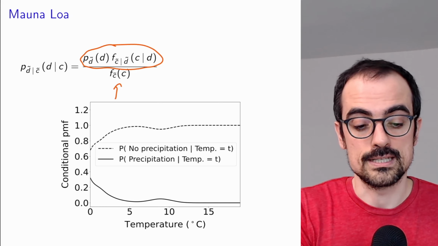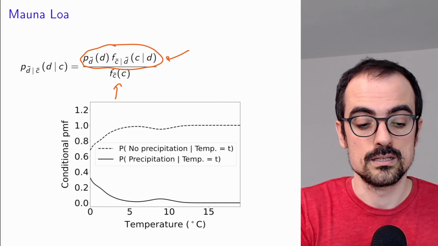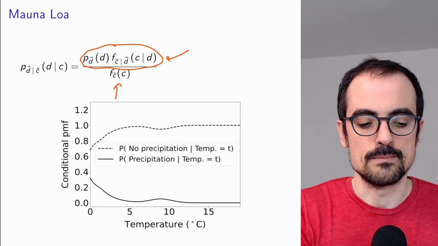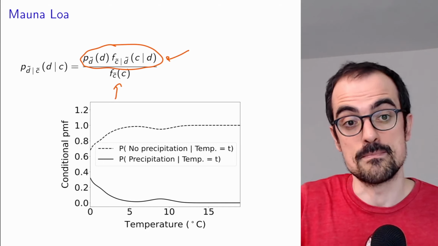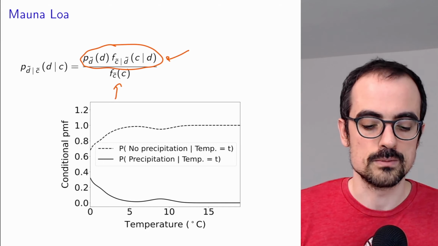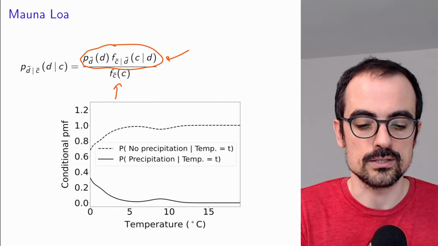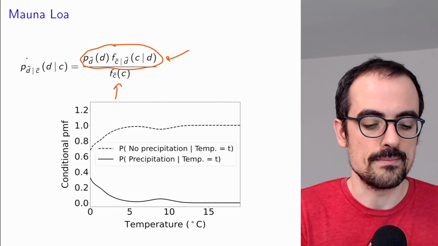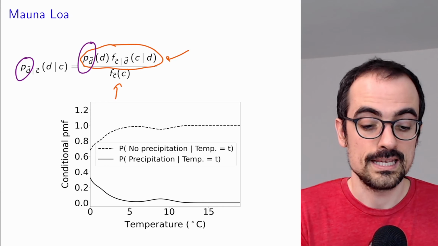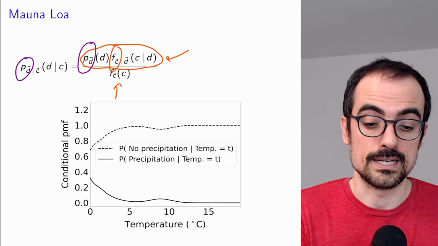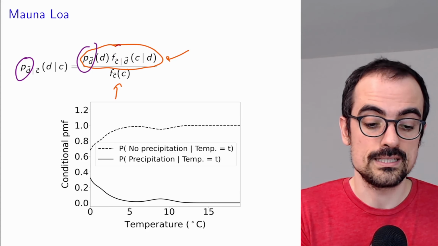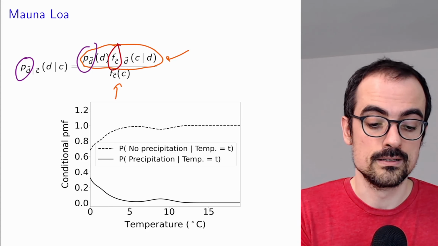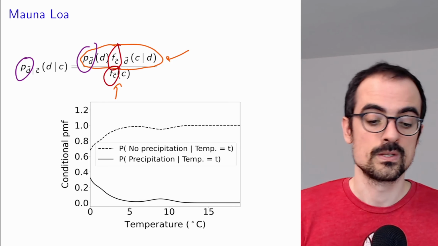So this is the other side of the chain rule, and down here we basically just divide by the marginal of the continuous random variable. It's always a good sanity check to see that we want a PMF, we have a PMF here. Here we have a density, but we're also dividing by a density, so we're okay.